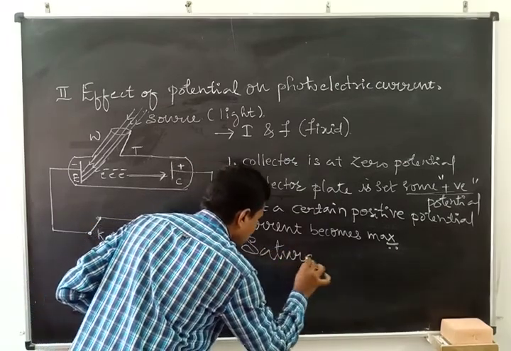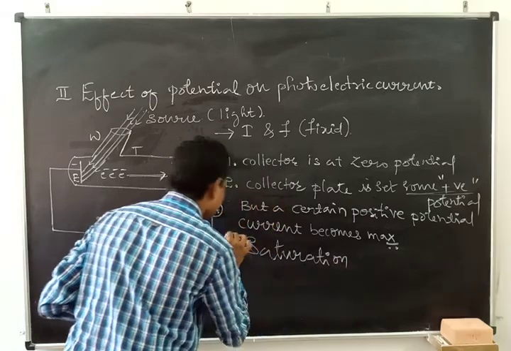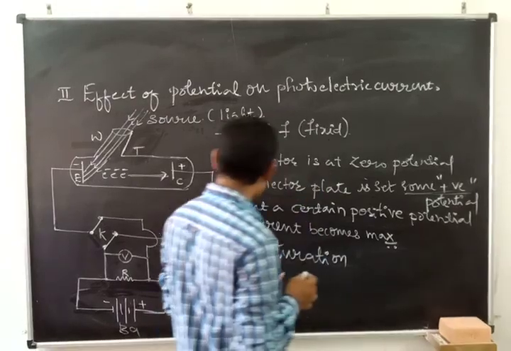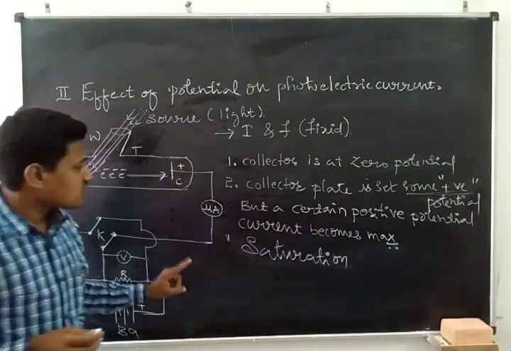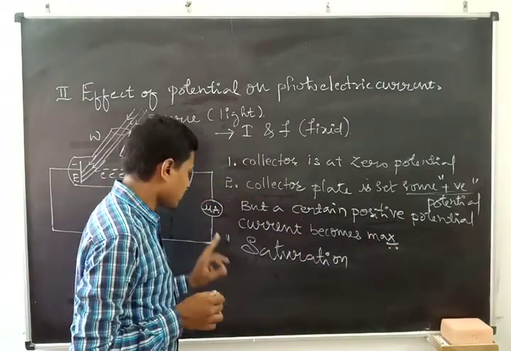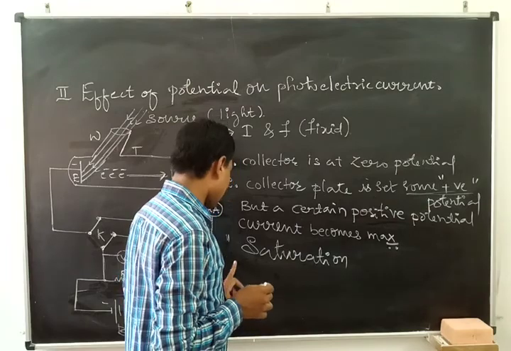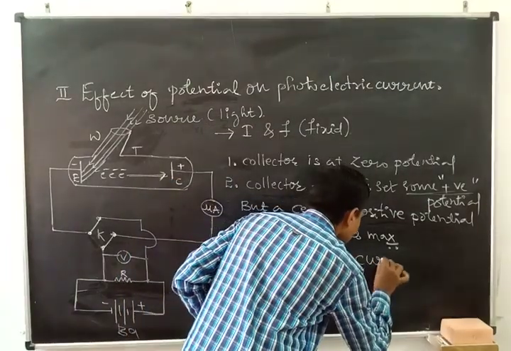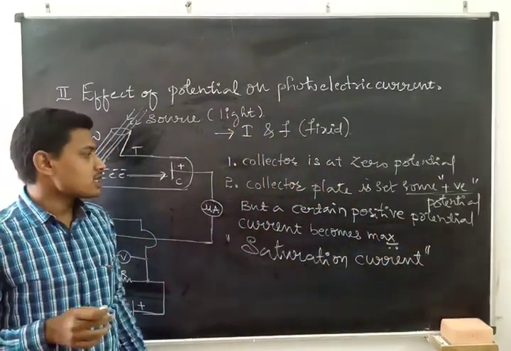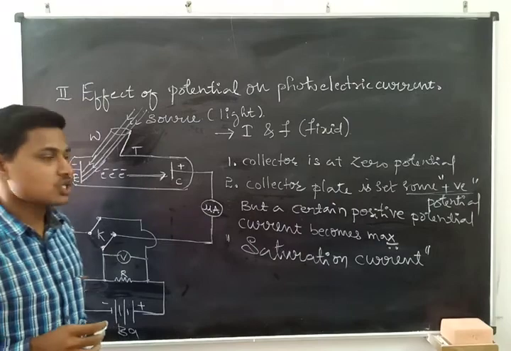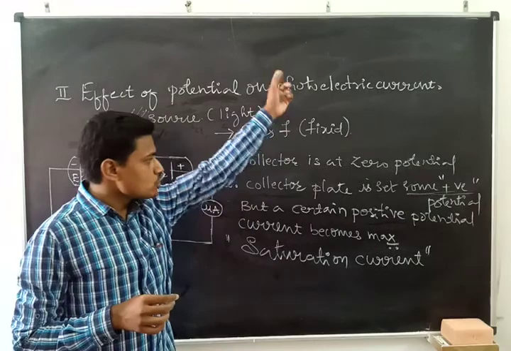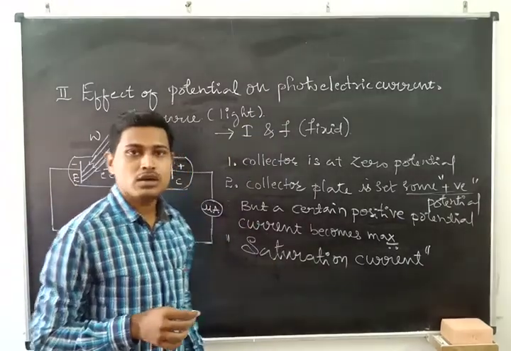Very important definition: what is saturation current? Even though the positive potential of the collector plate increases, the photoelectric current initially increases, but once you reach a certain positive potential of the collector plate, the current becomes saturated, and that current is called saturation current. The maximum photoelectric current corresponding to a certain positive potential of the collector plate is called saturation current. Later I am going to show you this saturation current in the graph.